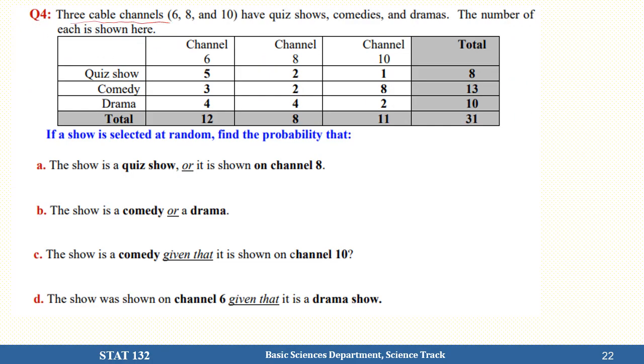Now, 3 cable channels, channel 6, channel 8, channel 10 have quiz shows, comedies, and dramas. The number of each is shown here. So these are the channels, and these are the programs, and the number of the totals are here. If a show is selected at random, find the probability that the show is a quiz show, or it is on channel 8. So it's a quiz show, or it's on channel 8.